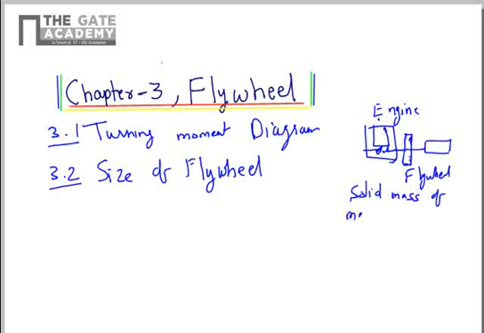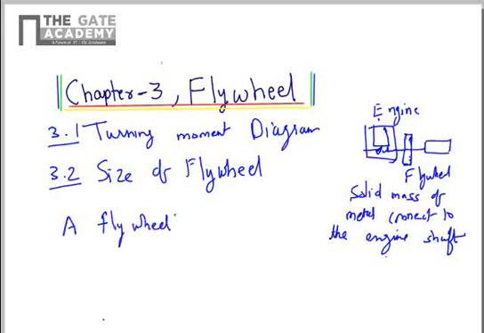of metal or something, and it is just connected to the engine shaft. What is the purpose? Heavy mass that is connected to the engine. So this is a device which is used to absorb the energy when the engine is producing excess energy, and it provides the excess energy when the power from the engine is less. So I write down a definition for flywheel here.